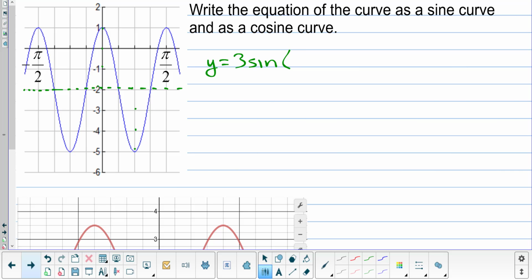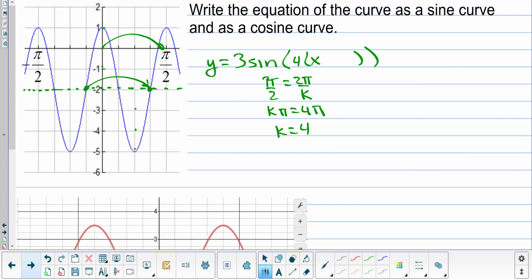Let's get the period, and let's say we're going to start sine on the midline, that's where sine starts, and to get a full wave, we'd have to go to here. So that's 1, 2, 3, 4 spaces. So from here to here is 4 spaces, and 4 spaces is pi over 2. So period pi over 2 is equal to 2 pi over k. So k pi equals 4 pi. So k is equal to 4. So I have 4 times x. I'll leave room for a phase shift, and then on the end we could have a vertical shift.